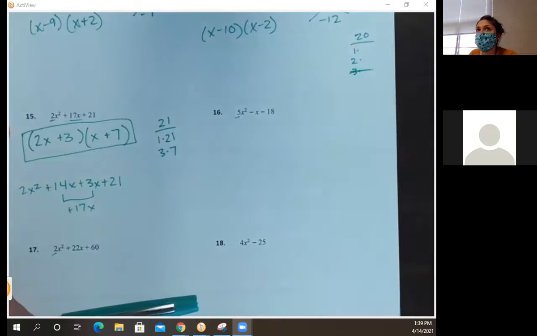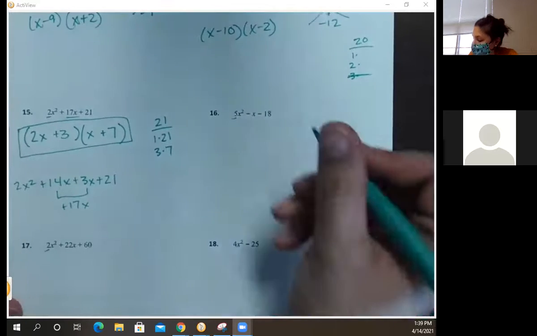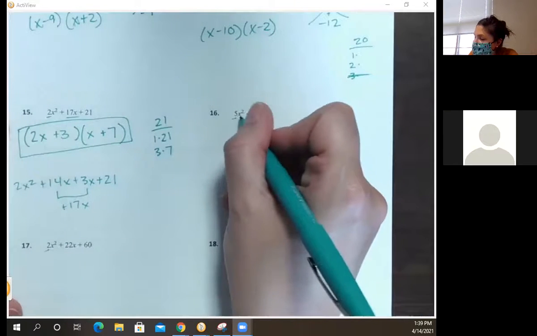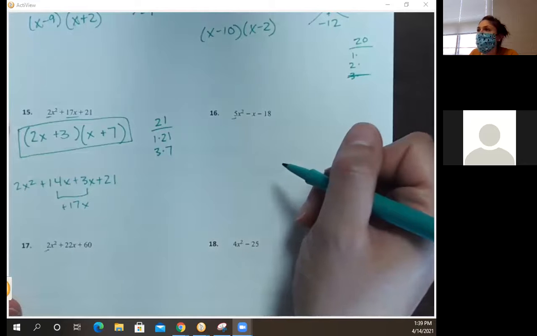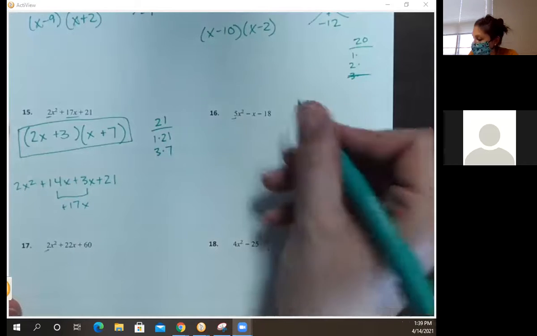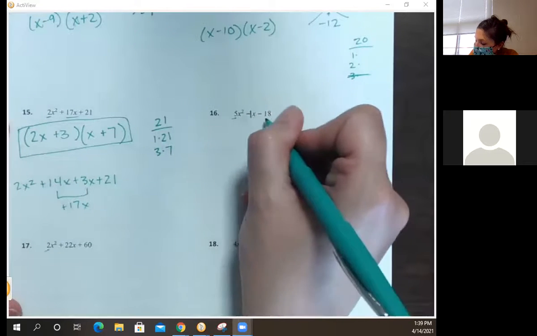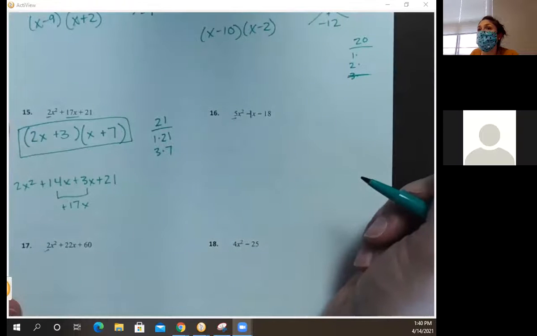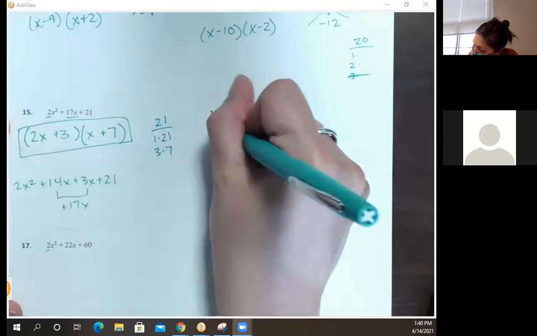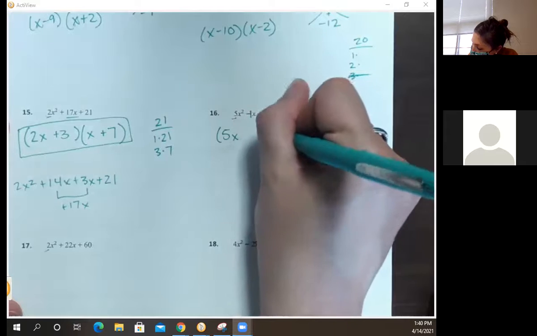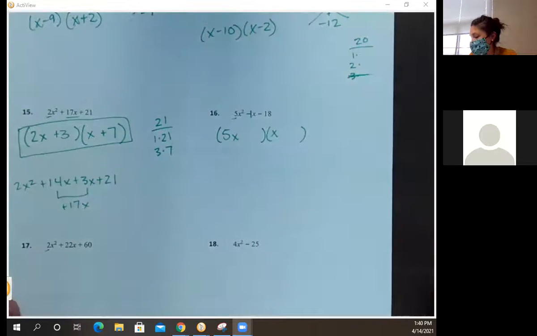Okay, let's try 16. So again, I want to look to see, is this 5 a GCF? Is it a common factor here? Can I factor it out? So can I divide -1 or -18 by 5 with no remainder? No. So that means, again, we're going to have 5x with something times x with something.